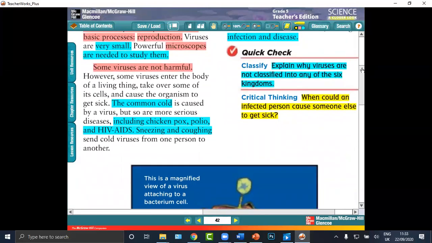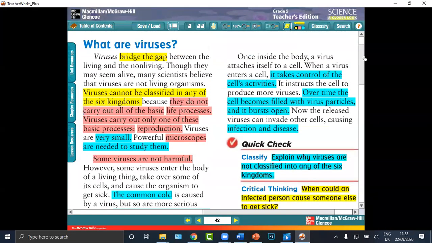We have to distinguish between viruses that are harmful and viruses that are useful. Sometimes a virus is useful, and others are not harmful. The common cold, especially in the winters, is caused by a virus. Now we have some diseases caused by viruses: chickenpox, polio, HIV/AIDS, sneezing and coughing. The virus can move from one person to another.